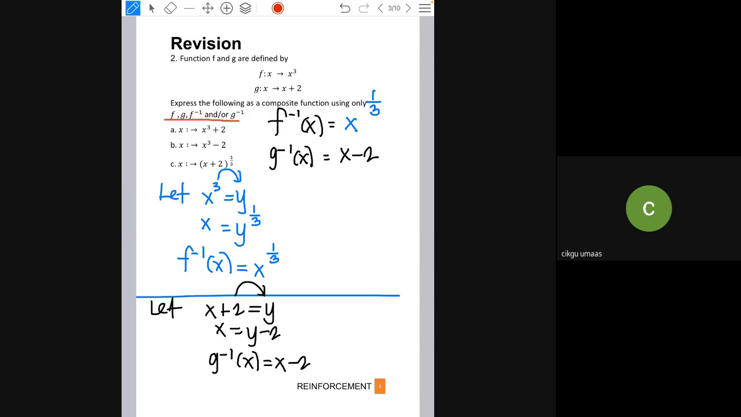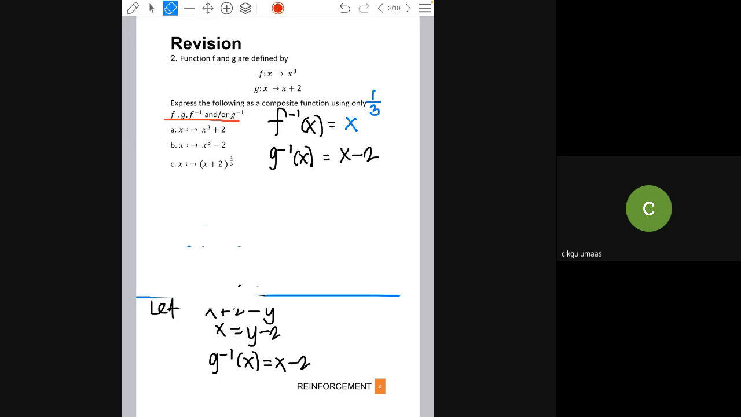Let's go next one. Okay, we go next one. So I already have the answer of F inverse, and I've already got the answer of G inverse. So let's start the solution. Okay, now A, B, and C, they want us to find what is the composite function of this.